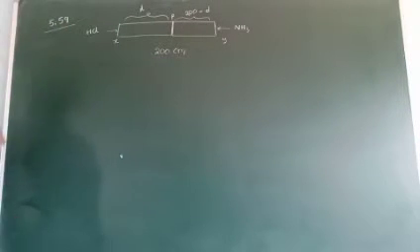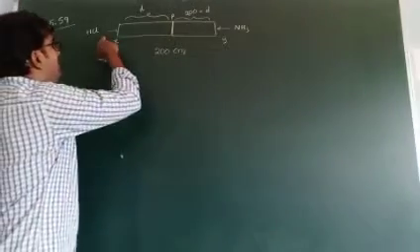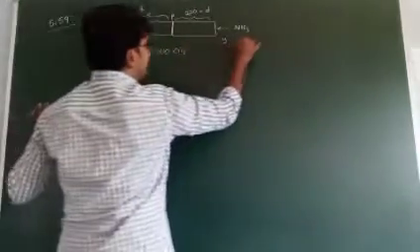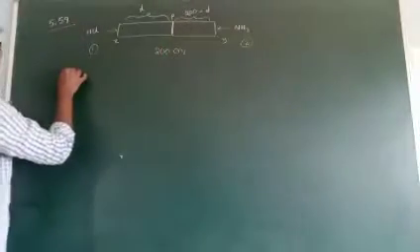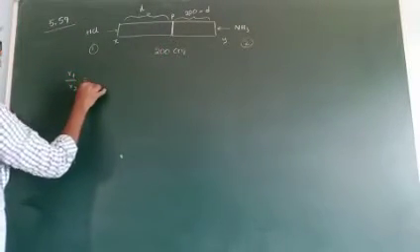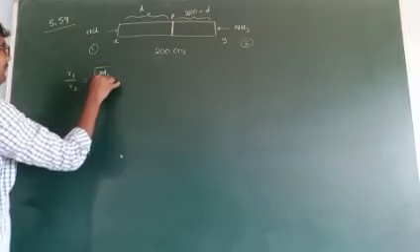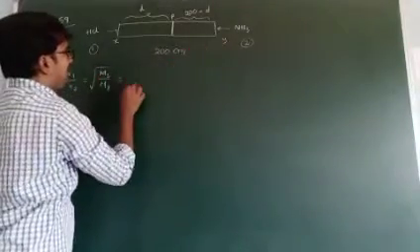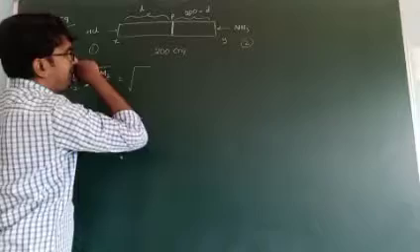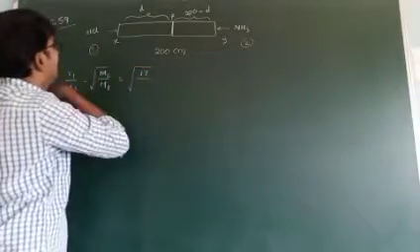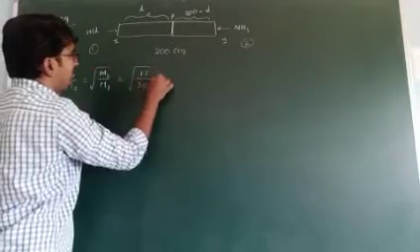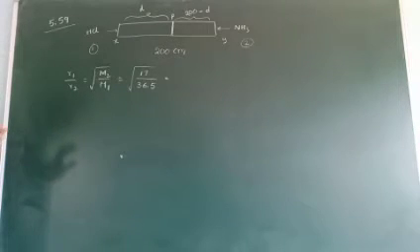Do you understand? So how to calculate? First calculate the rate of diffusion for HCl and NH3. HCl is taken as 1, NH3 is taken as 2, first gas, second gas. Then R1 by R2 equals root over M2 by M1. M2 is the molecular weight of NH3, that is 14 plus 3, 17, by the HCl molecular weight, 36.5.